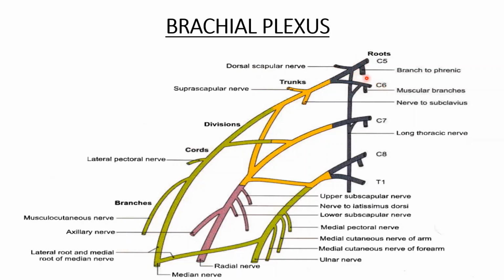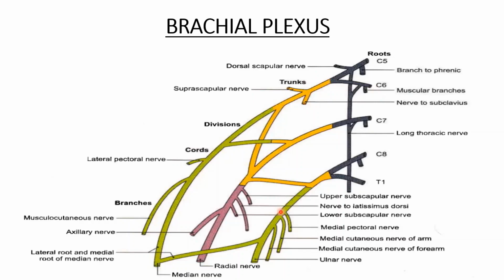C5 also gives a branch to the phrenic nerve, which will supply the diaphragm. Some other muscular branches are given off by C6, C7, and C8, which will supply additional muscles such as the longus colli and the scalene muscles.